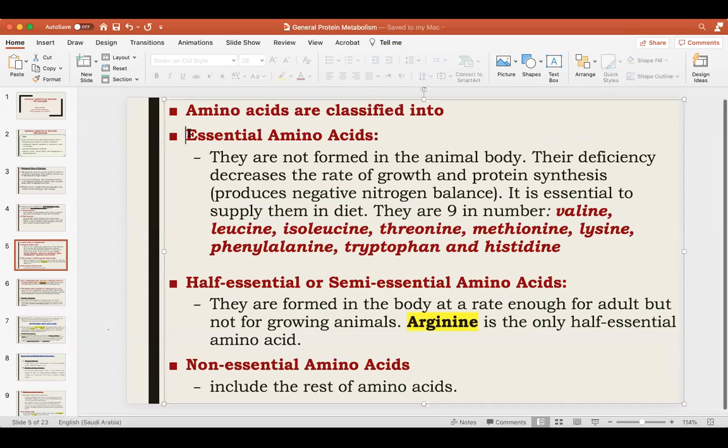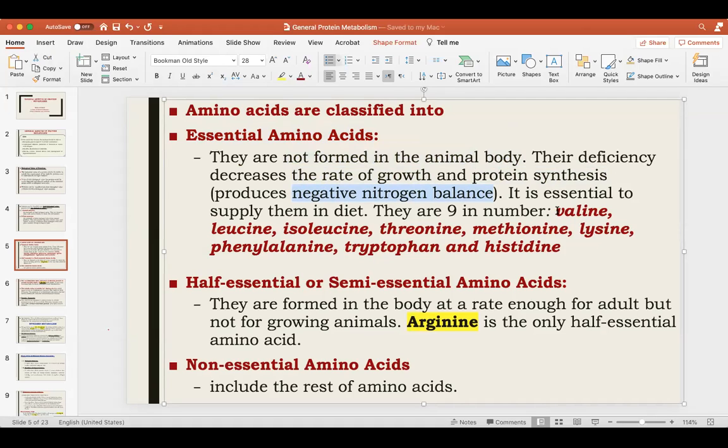What are the essential? Essential means cannot be synthesized, cannot be formed in our body or in the animal body. They must be supplied in the diet. Their deficiency affects the rate of growth, affects protein synthesis in our body, and we are going to explain what is negative nitrogen balance.